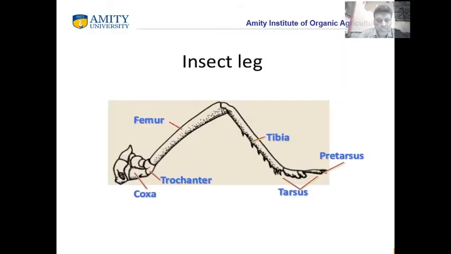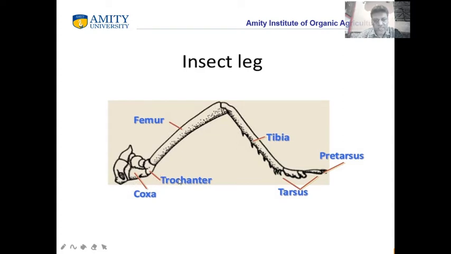This is the typical structure of an insect leg. The prothorax, mesothorax and metathorax. In the thoracic side, there are three pairs of legs attached to the insect, and the attaching point is the coxa. Coxa is a cup-like structure attached to the thorax.